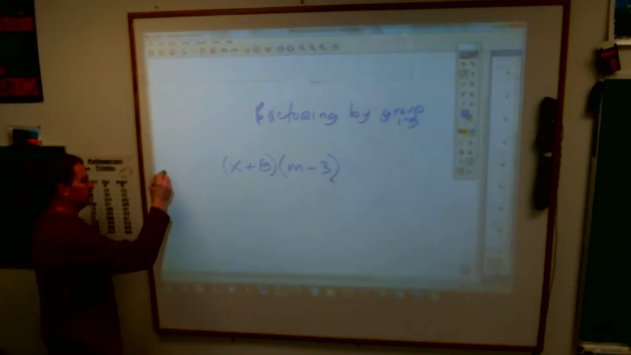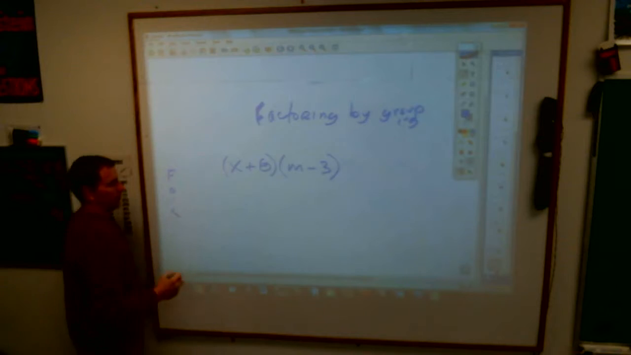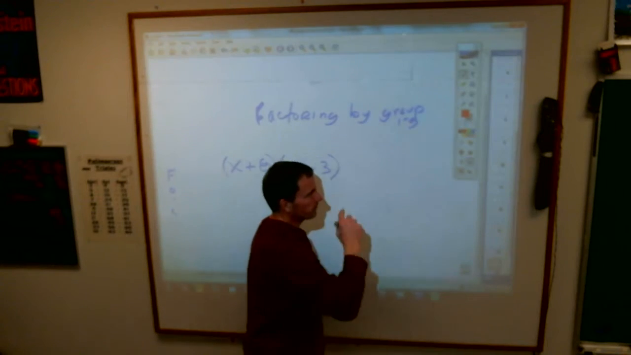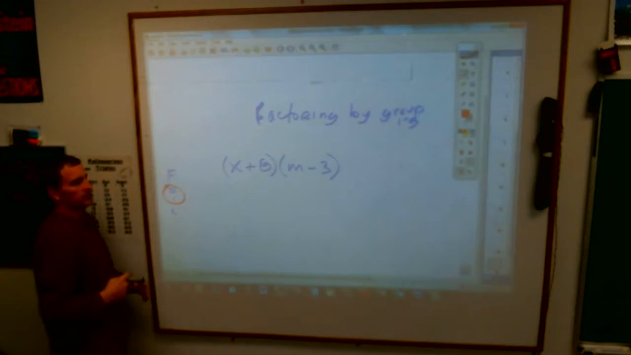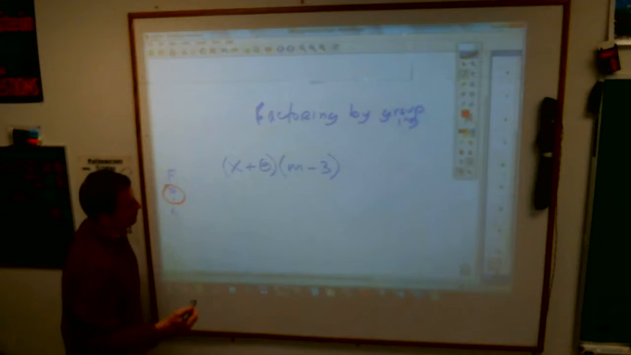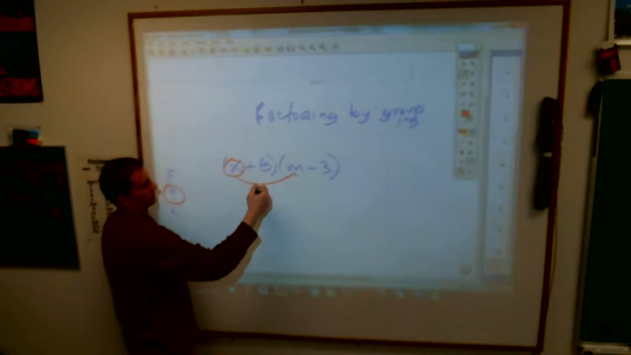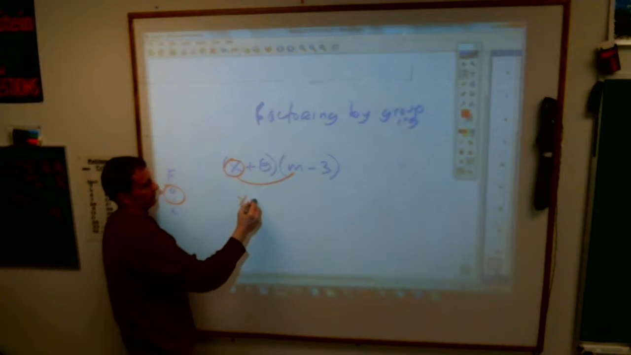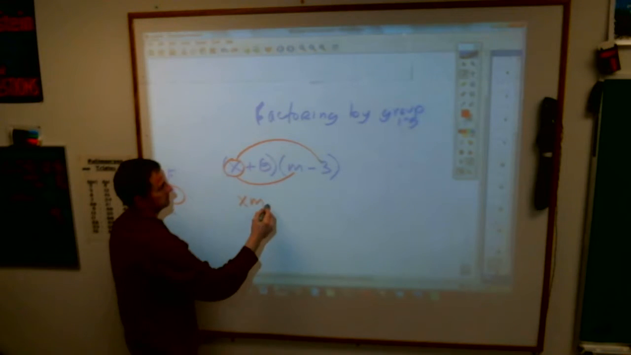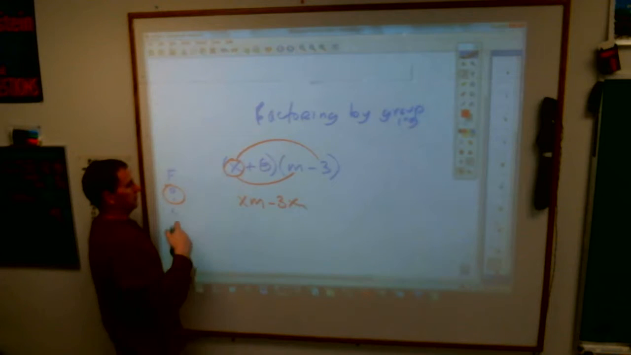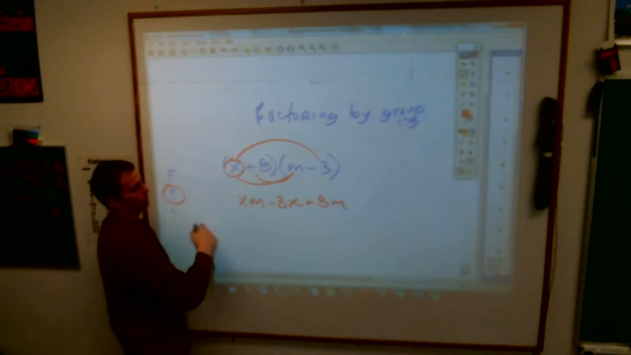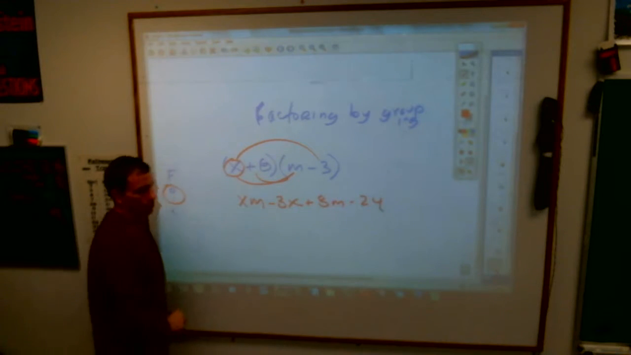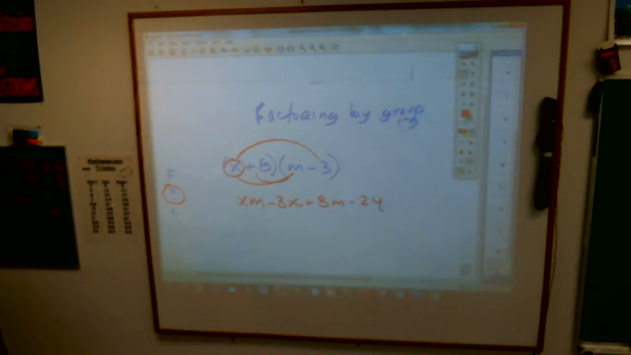Yes, you're saying FOIL. Okay. You can use FOIL, except you're not going to get the two middle terms combining like they would if this was an x. Watch. The two first terms, x times m, is xm. The two outside terms, minus 3x. The two inside terms is plus 8m. And the two last terms give you minus 24. Nothing combines, nothing simplifies. This is your answer.